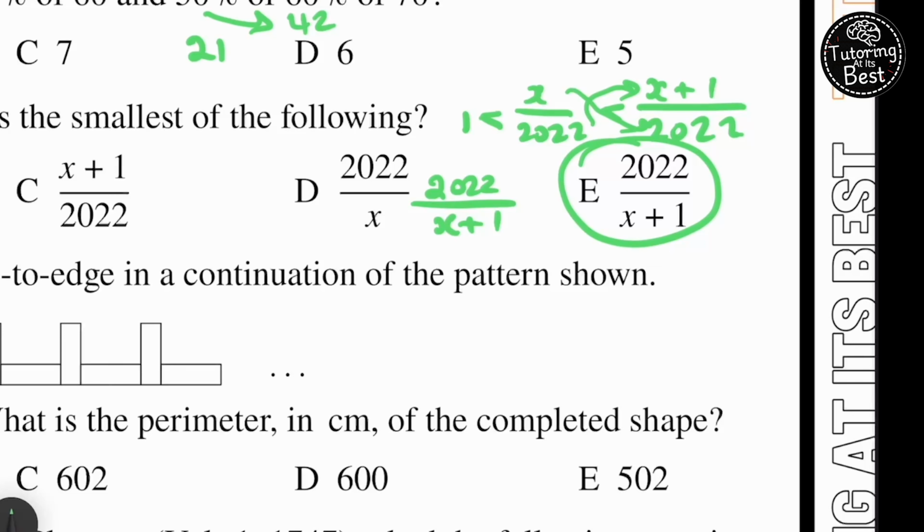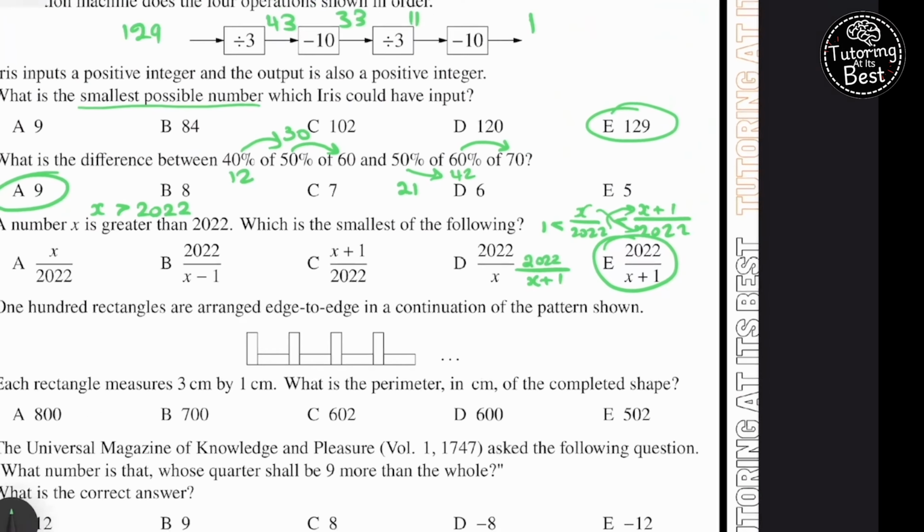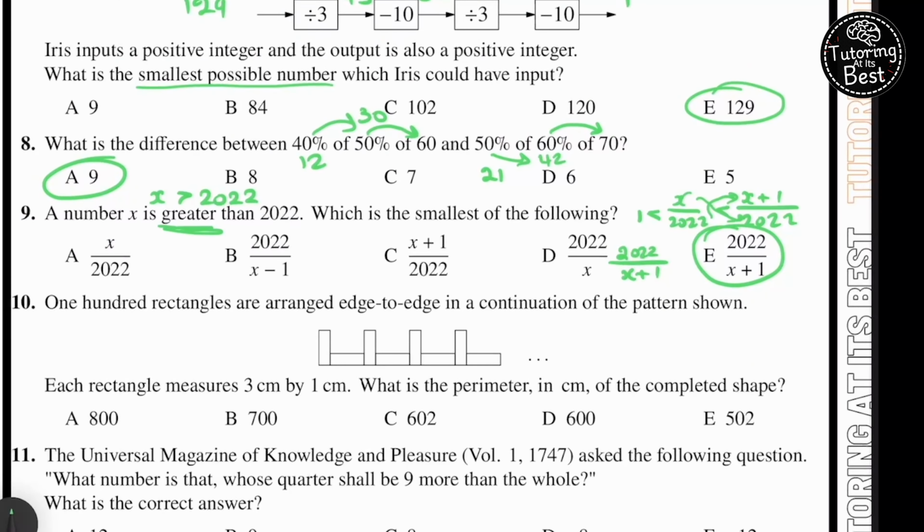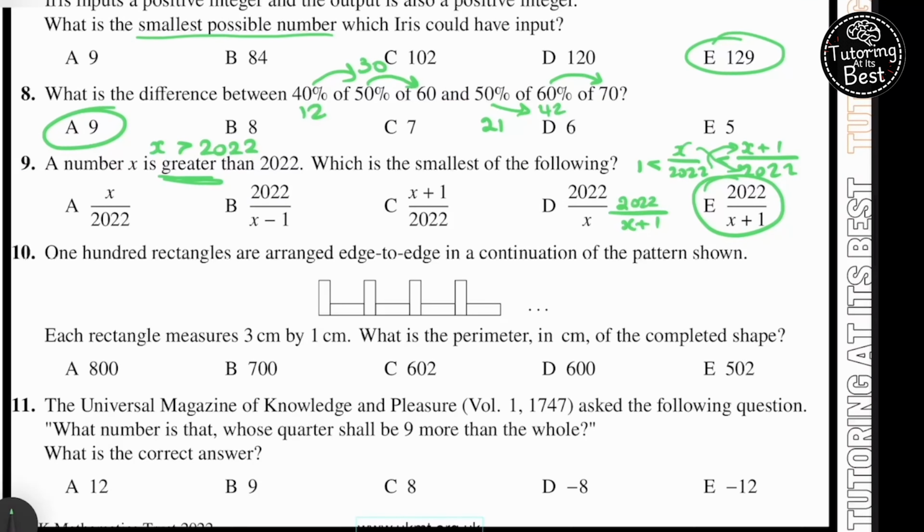And remember, the question is asking for a number x that is greater than 2022. If we were to have 2022 over x, that would not be greater than 2022, it would be smaller. So please make a note of that.